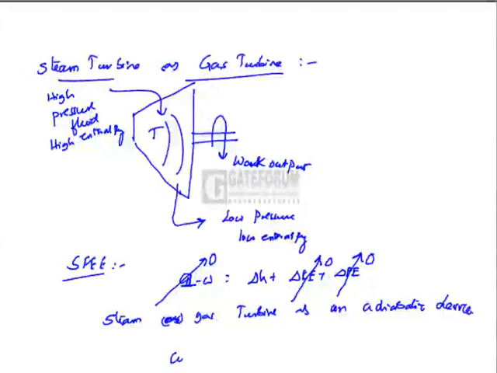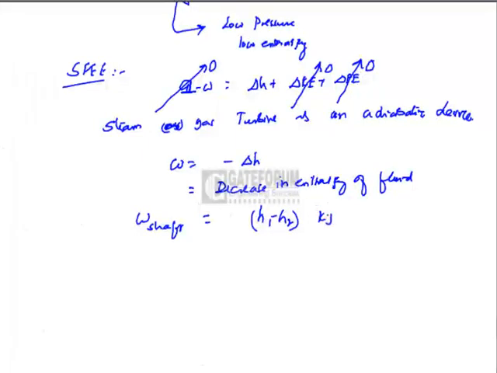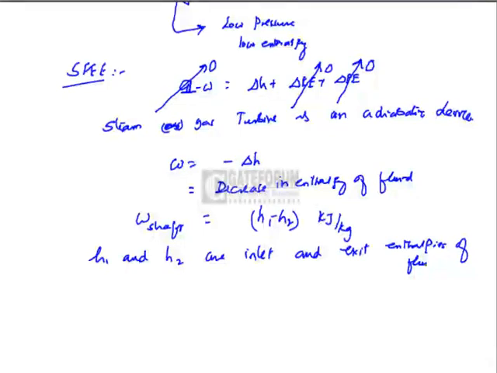Then W is equal to minus delta H is equal to decrease in enthalpy of fluid, that is shaft work output by the turbine is equal to H1 minus H2 kilojoule per kg, where H1 and H2 are inlet and exit enthalpies of fluid, which may be steam or a gas.